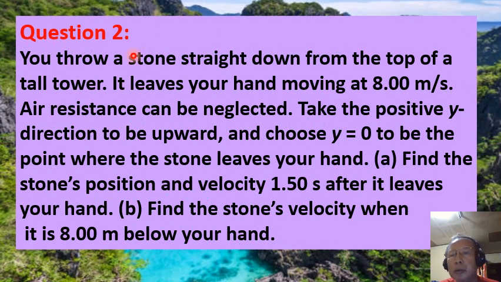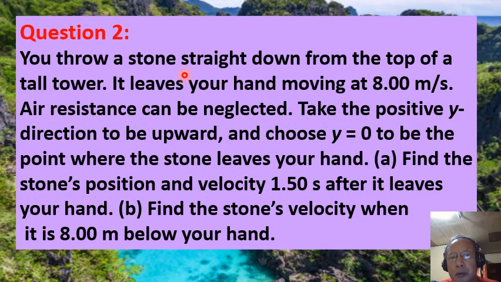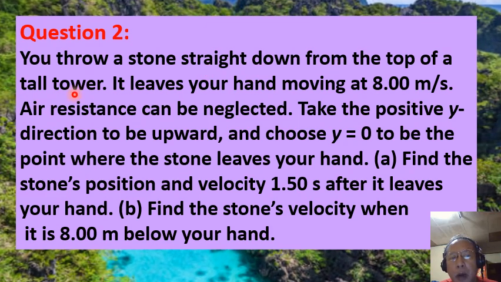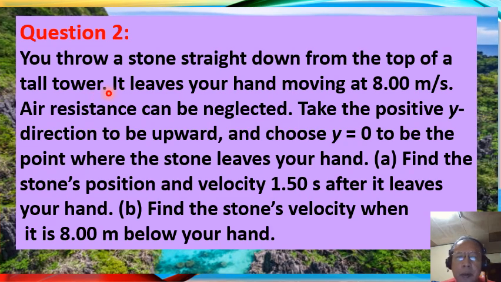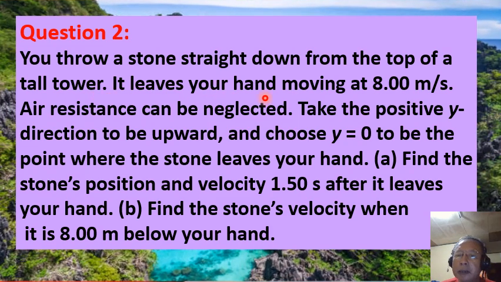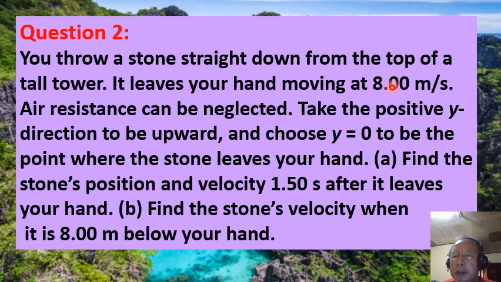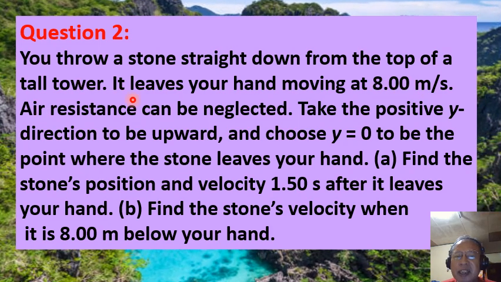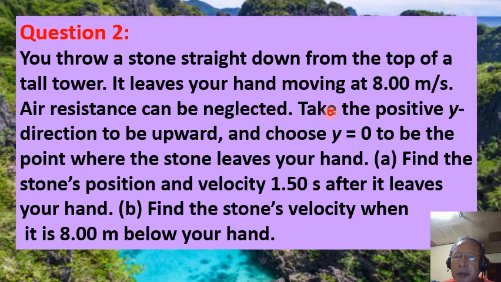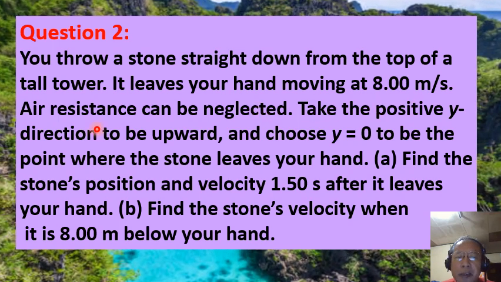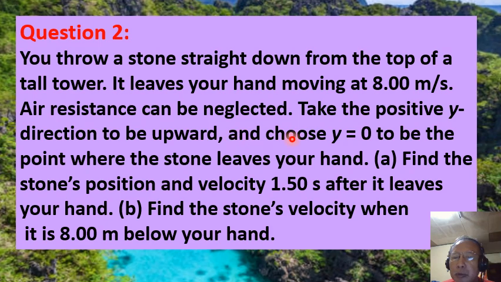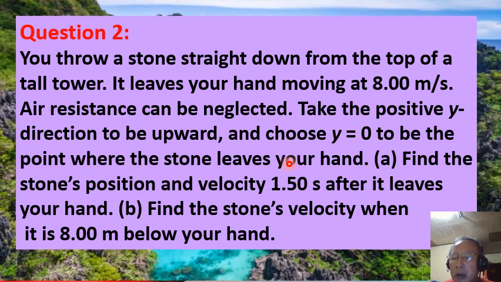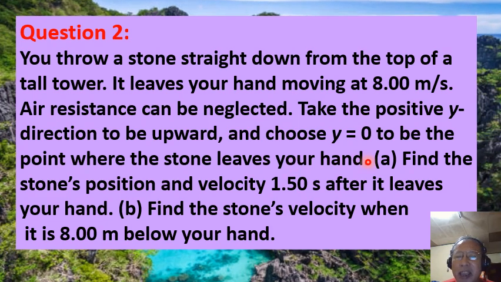This is now question number 2. You throw a stone straight down from the top of a tall tower. It leaves your hand moving at 8.00 meters per second. Air resistance can be neglected. Take the positive y direction to be upward and choose y equals 0 to be the point where the stone leaves your hand.